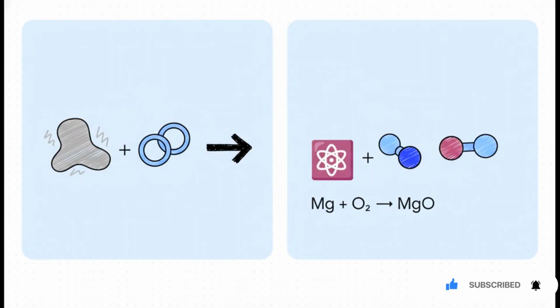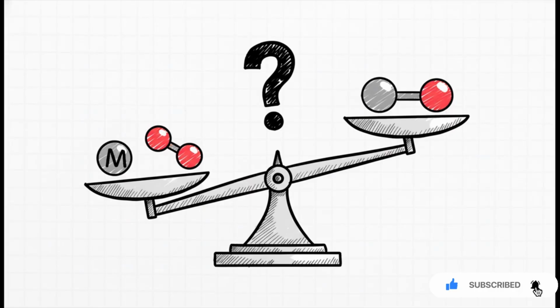But why stop there? We can get even more concise. Instead of writing out the words, we can just use the chemical symbols for everything. Mg for magnesium, O2 for oxygen, and they come together to make MgO. This is a real chemical equation. It's like the universal shorthand for chemistry. But wait, hold on a second. There's a little problem here. This is what we call a skeletal equation. It tells us what ingredients are in the recipe, but it doesn't tell us the right amounts.